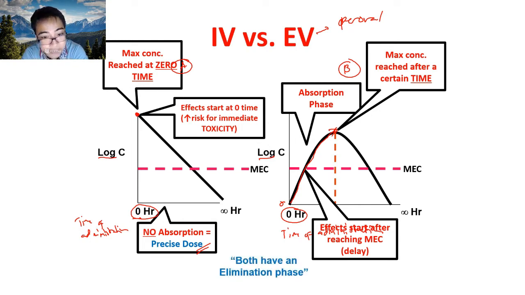Both drugs, class, have an elimination phase, which is this one. Okay, yung pag-drop ng concentration ng ating gamot after reaching its peak. Okay? So, unlike extravascular route, class, intravascular starts with elimination phase agad. Okay? Because there's no absorption taking place here. Compare that to extravascular, may absorption phase muna bago elimination phase. Okay?